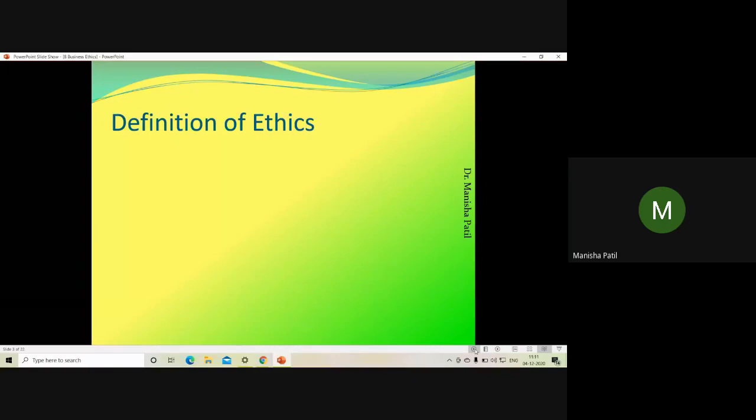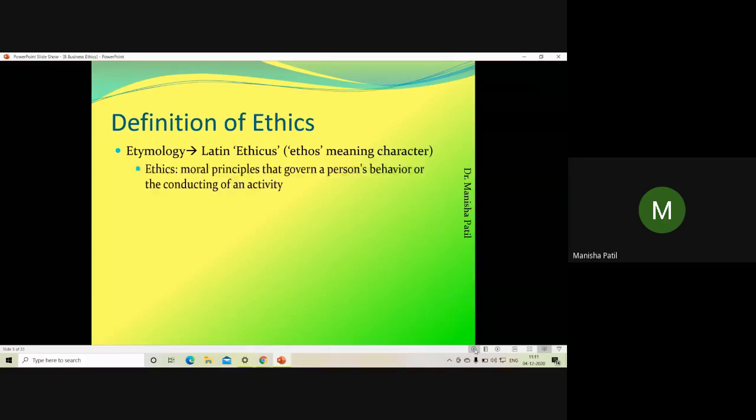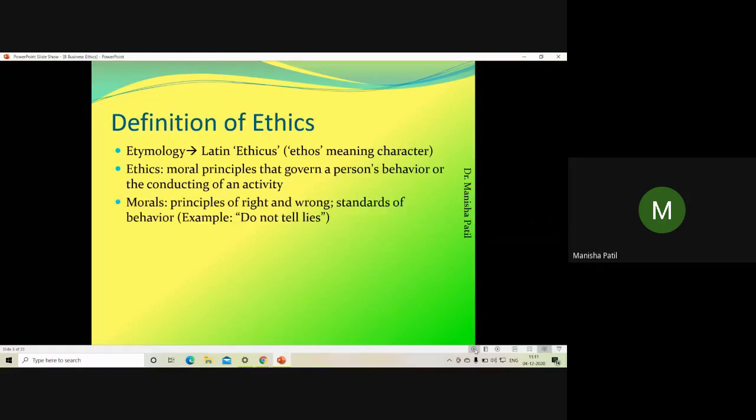So first, let's see the definition of ethics. The word ethics comes from the Latin word ethicus, which means character. The root word is ethos, which means character. Ethics are the moral principles that govern a person's behavior or the conducting of an activity. Morals are principles of right and wrong, standards of behavior. For example, do not tell lies is a moral.